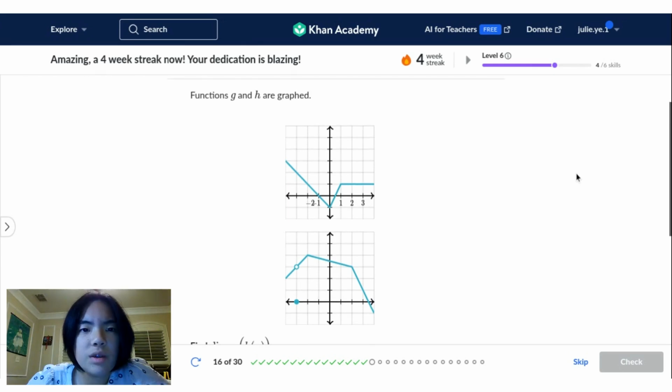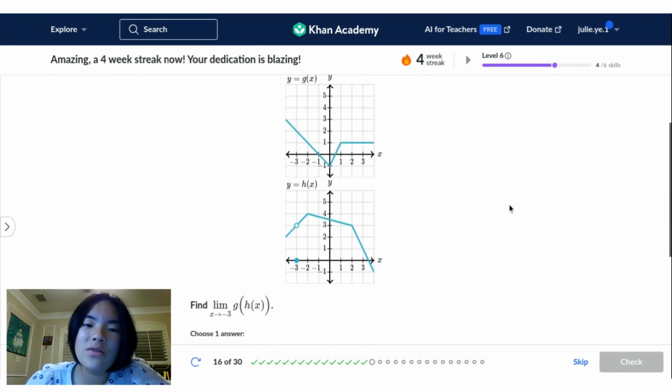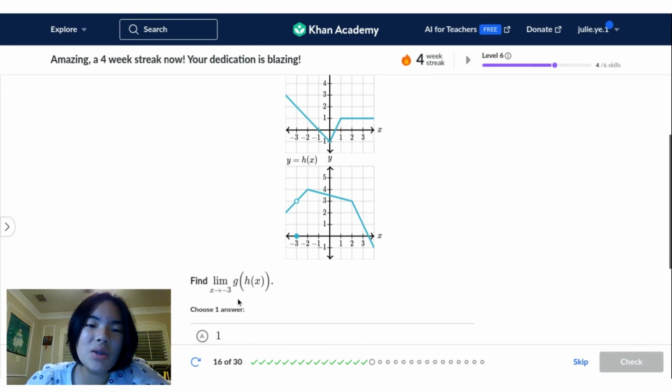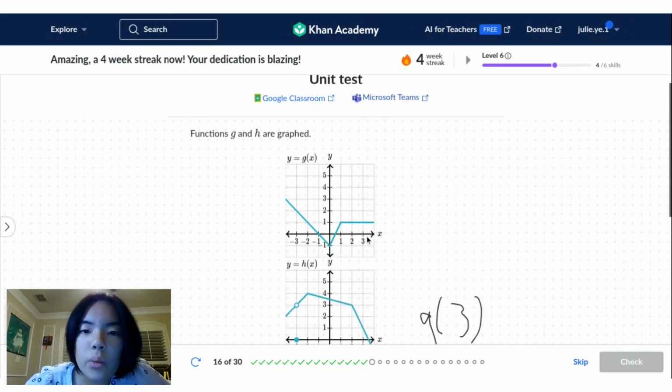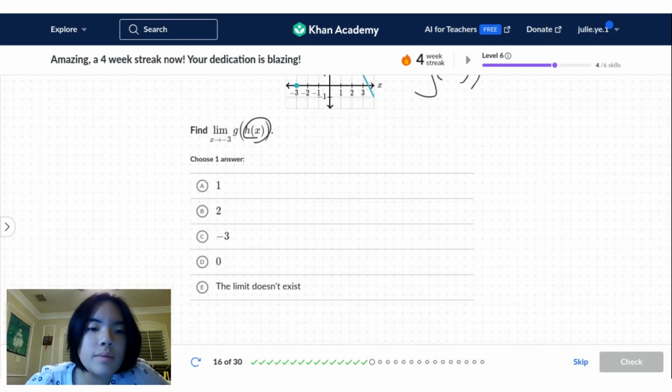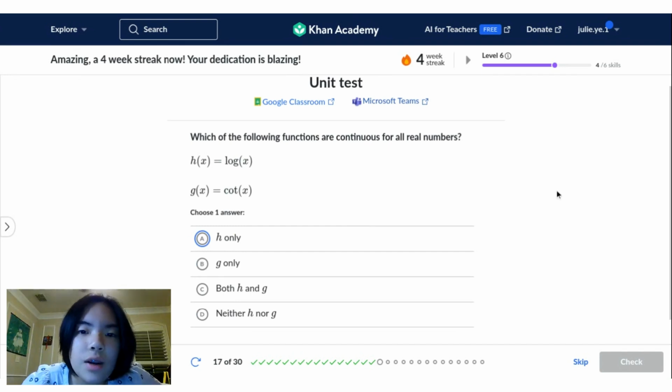Okay, we're doing good. Functions g and h are graphed. Find the limit as x approaches negative 3. So we'll start with the inside part. At negative 3, it's 3. So now we have to find g of 3, which is just 1. Okay, we got the correct answer.